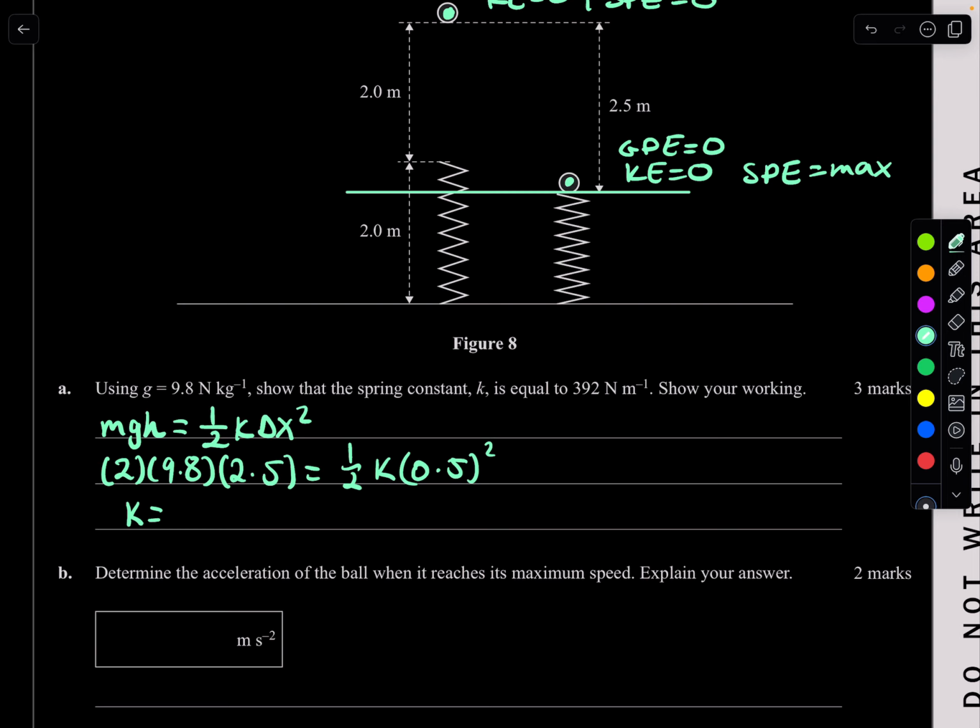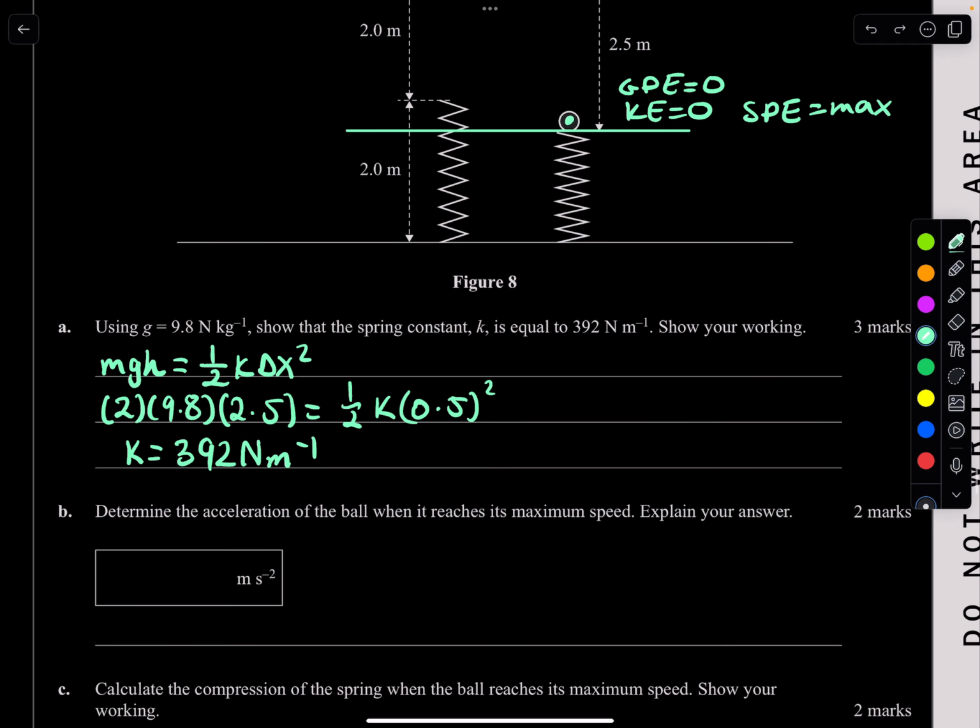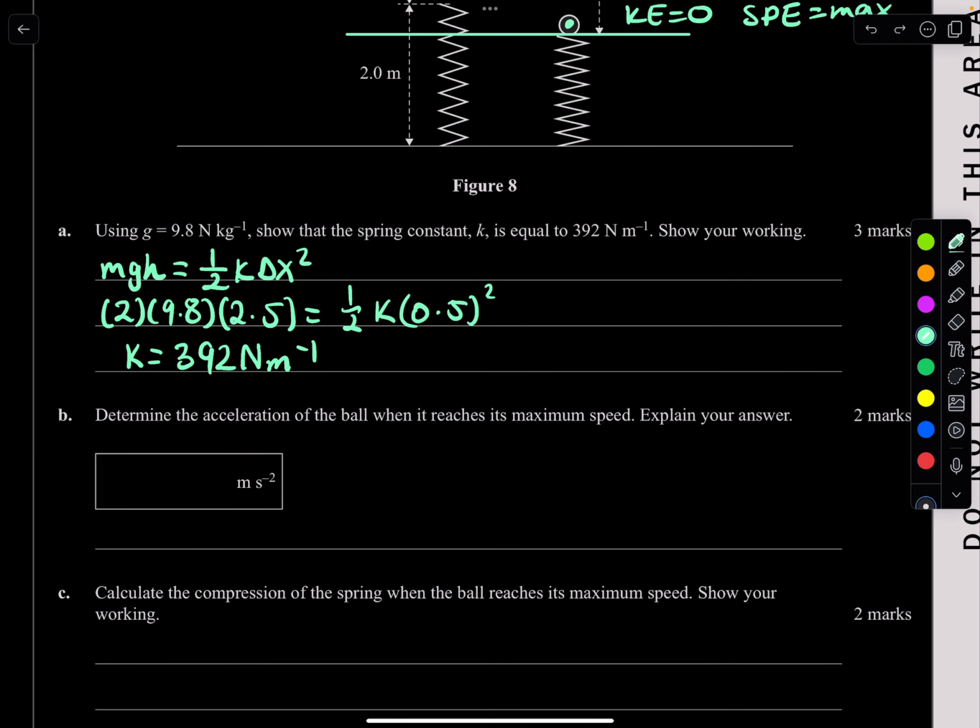We get 2, 0.5 squared. We get 392. Beautiful. Newtons per meter, which is pretty much this here. So that's easy to calculate. Next question. Determine the acceleration of the ball when it reaches its maximum speed and explain your answer.